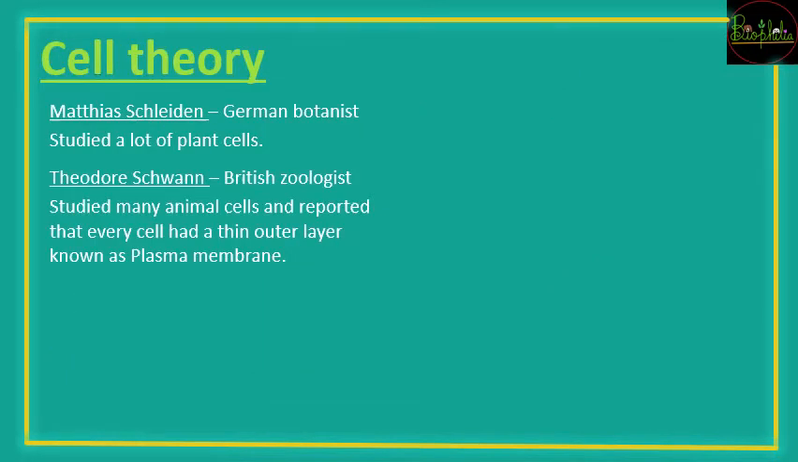Now cell theory is a very important thing in the history of cell study. First of all, the person who contributed to cell theory was Schleiden. Schleiden was a German botanist, so bahut sare plant cells usne study kiye the. And the second person was Theodor Schwann. He was a British zoologist, and he had studied many animal cells as he was a zoologist. So bahut sare animal cells ki knowledge Schwann ke paas thi. Schleiden ke paas bahut sari plant cells ki knowledge thi.